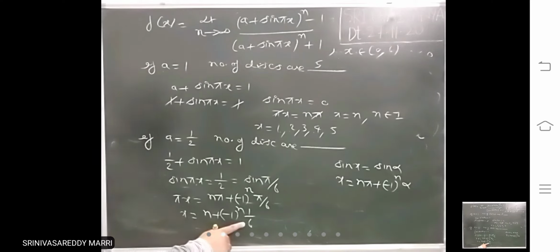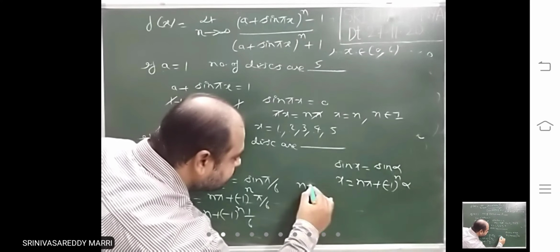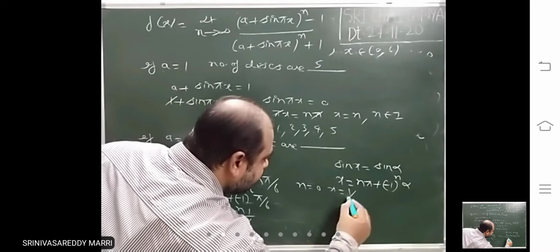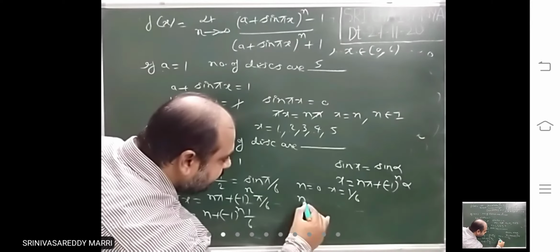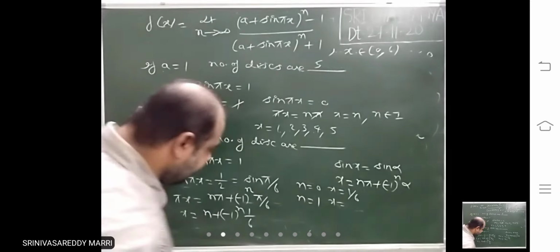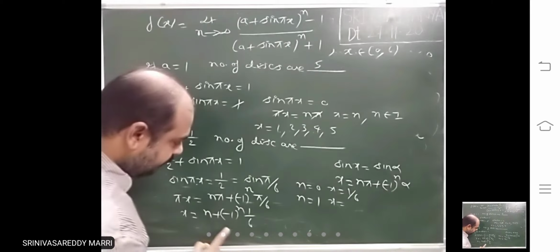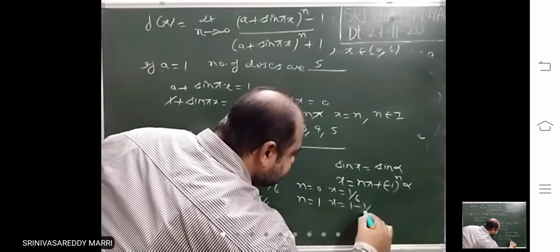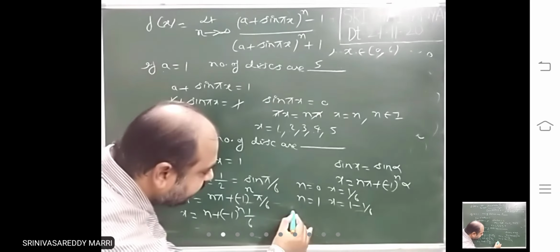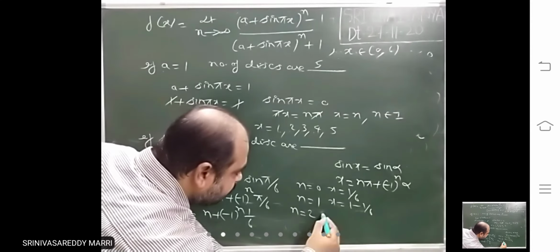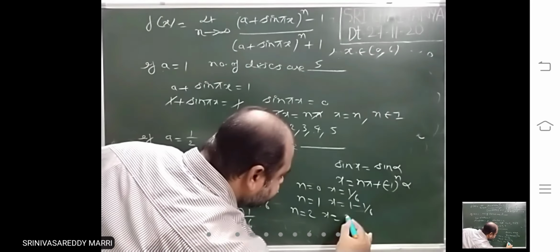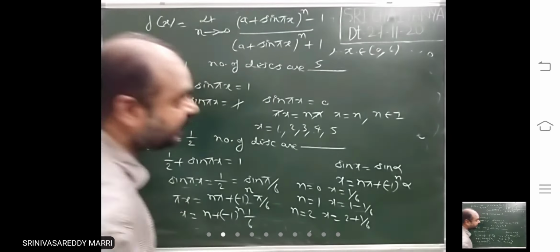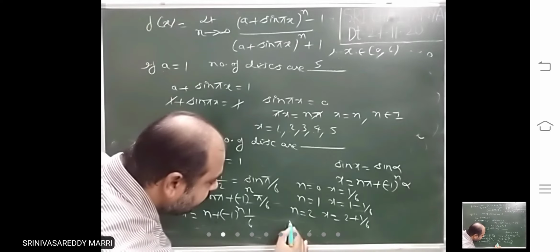Now you have to calculate x values in the interval 0 to 6. Now n equal to 0 means x equal to 1 by 6. That lies in that interval. N equal to 1 means 1 minus 1 by 6. So this lies in that interval. N equal to 2 means 2 plus 1 by 6, since minus 1 whole square is 1. That lies in that interval.